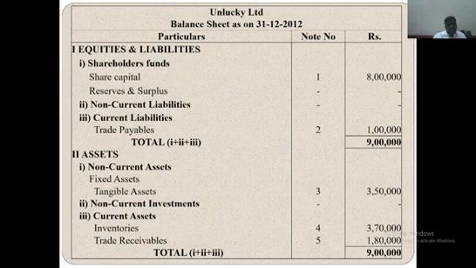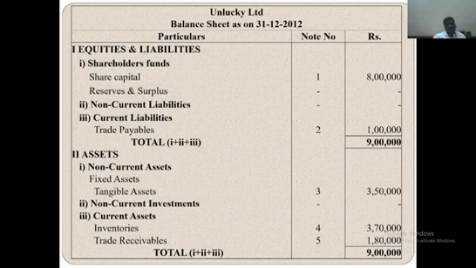The next, inventory 4. Then the balance sheet of the company as on the date of 31st December 2012. Particulars, note number nil. Equity and liabilities. First one, shareholder funds. Share capital, note number 1, 8 lakh. Reserve and surplus nil. The next, long-term borrowing, non-current liabilities, note number 2, nil. Next, third one, current liabilities. Trade payable, note number 2, 1 lakh rupees. Total equity and liabilities 9 lakh rupees.